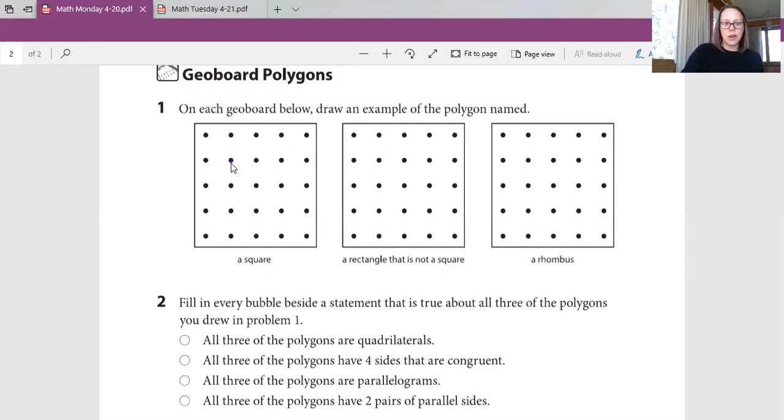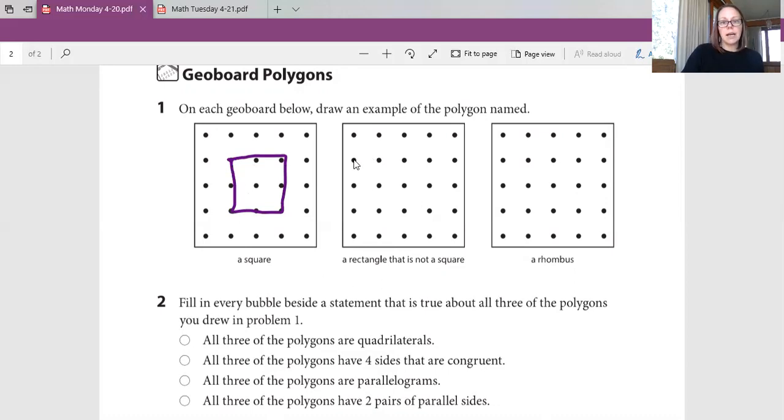Okay, so while you're drawing yours, I'm going to create mine. There's my square. It's not perfect, but I know it's a square because a square has 4 sides and all 4 sides are of equal length. So each of my sides on the geoboard are touching 3 dots. That tells me it is equal length.